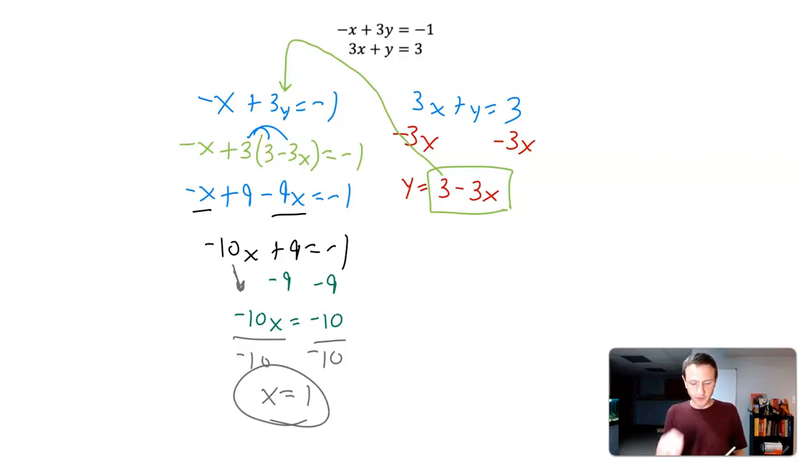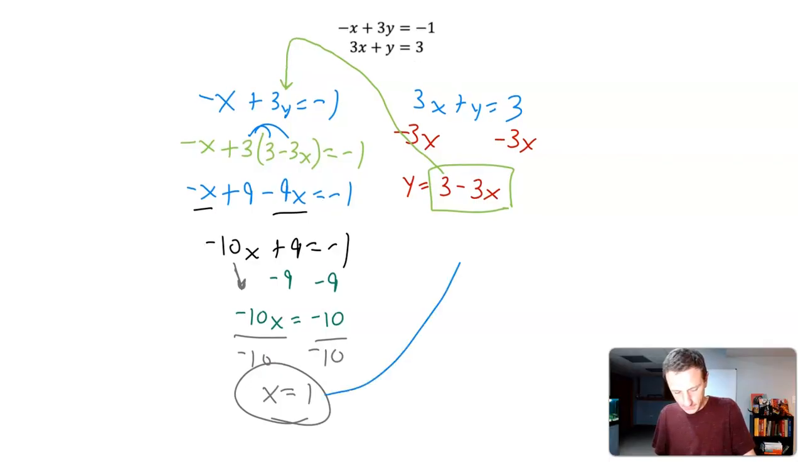Here's why I like to do this right-left rather than vertical with substitution. See how I went from here to here? I worked through all of this. Now I'm at a point like, well, now what? I have this x value. Okay, I still need to figure out what y is. Look at this. Boom. Right back there. This equation right here tells me y is equal to 3 minus 3x. Substitute right back in. I have x.